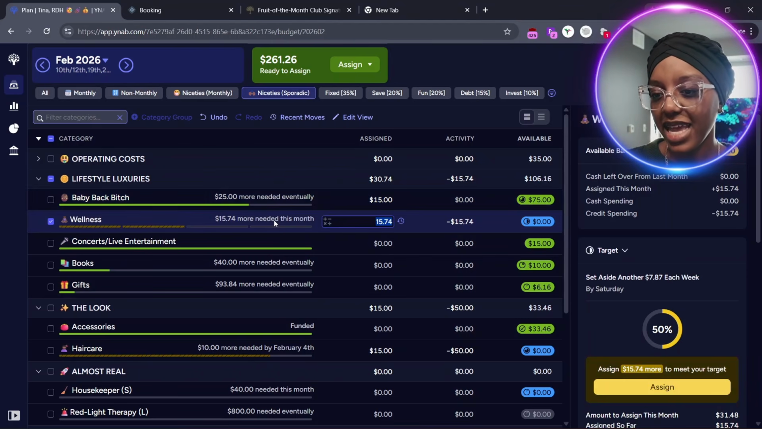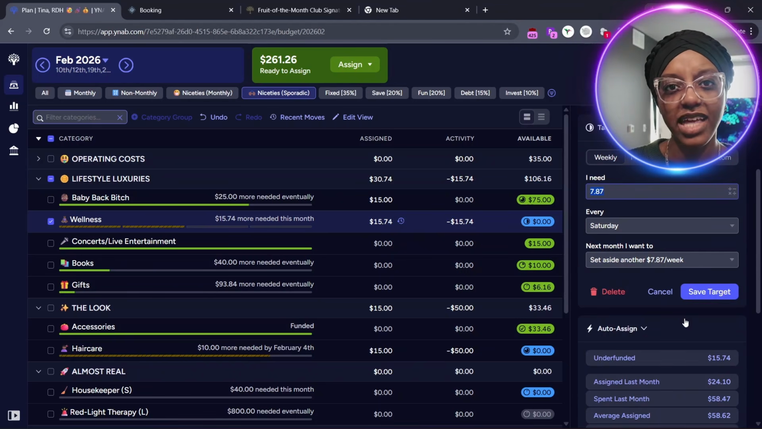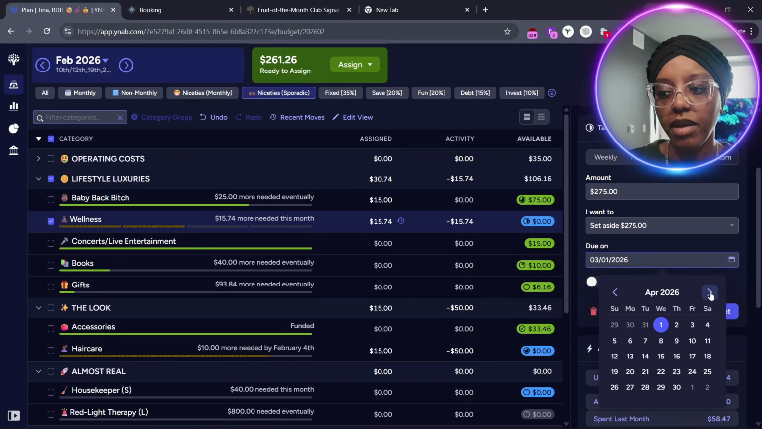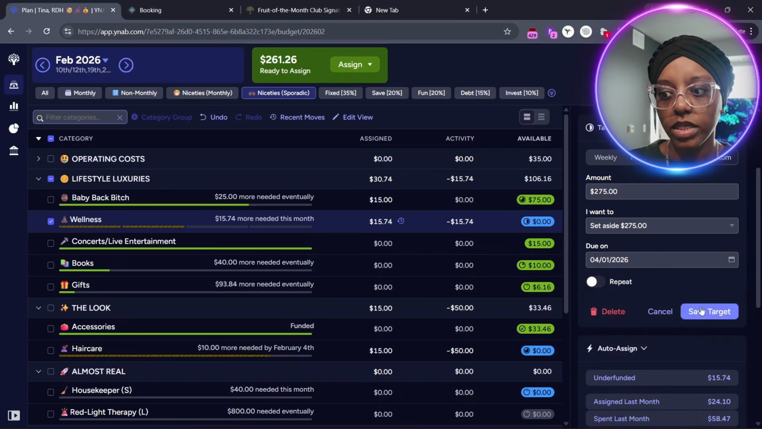That being said, I should set a target, set aside another $787 each week. What? By Saturday, what? I need $787 every Saturday? I'm sorry, huh? I have no idea why it says this. I'm gonna put 260, oh, it's gonna be taxed. We'll put 275, even though that's not enough tax, I don't think. We'll set aside 275 by, I mean, I'm probably gonna need it by April, probably.